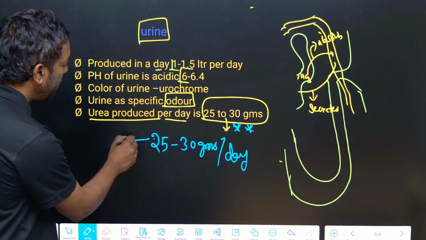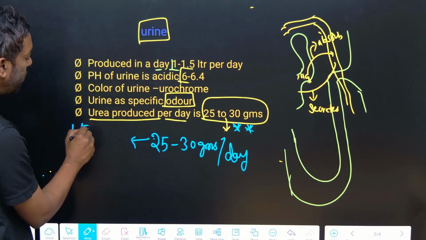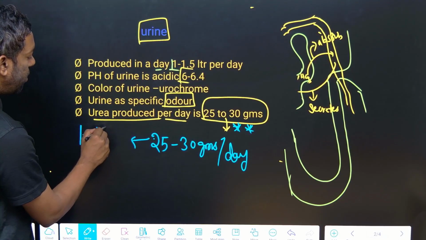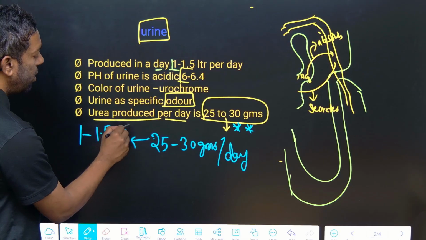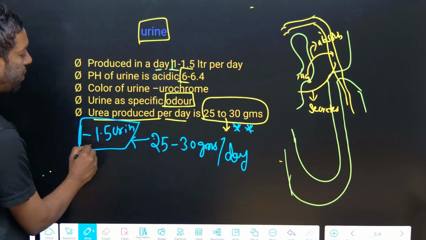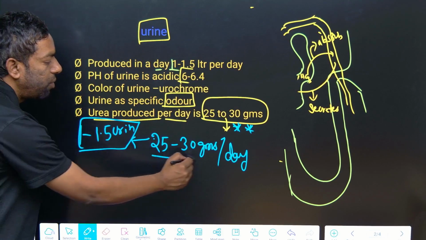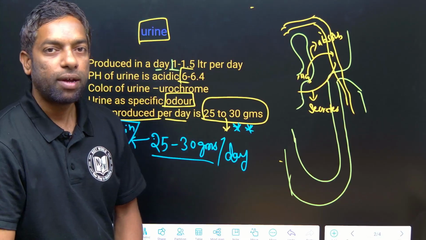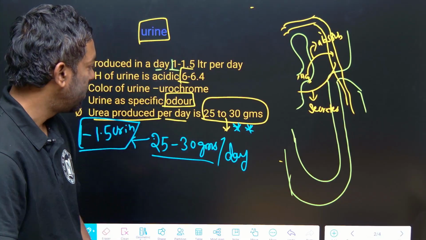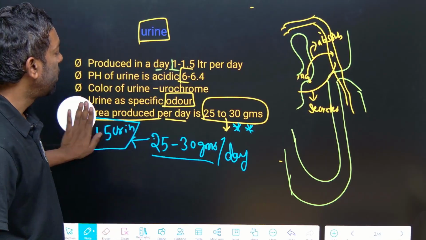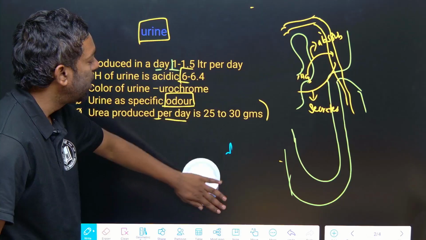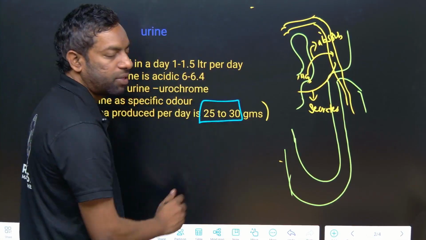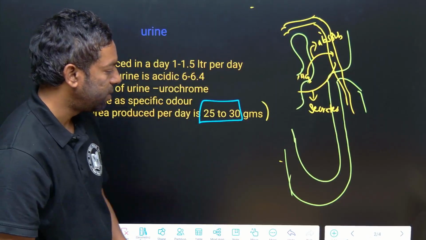From 1 to 1.5 liters of urine, how much urea do we get? 25 to 30 grams of urea in the urine per day. Okay, this is all about urine. This is the most important point in this slide.